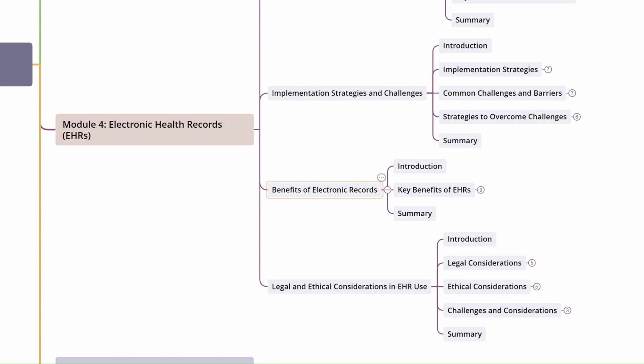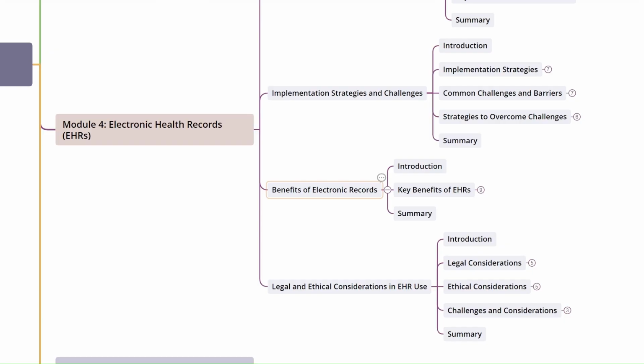For patients, EHRs enhance the quality and continuity of care by providing comprehensive health information that follows them through different care settings. This accessibility reduces the need for redundant tests, minimizes the risks of errors, and supports personalized treatment plans.